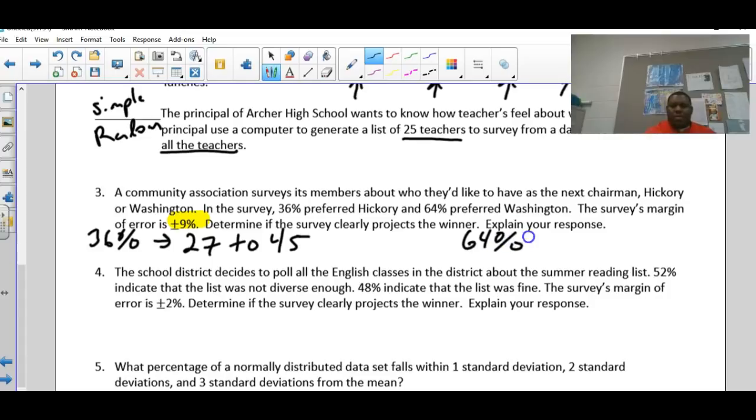For 64 right here, we're going to do their intervals as well. 64 minus 9 is 55, and 64 plus 9 is going to be 73. This is Washington's interval, okay?